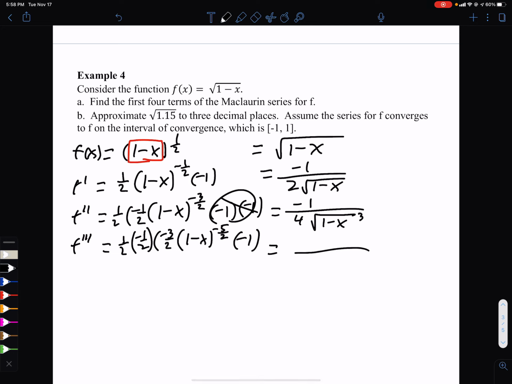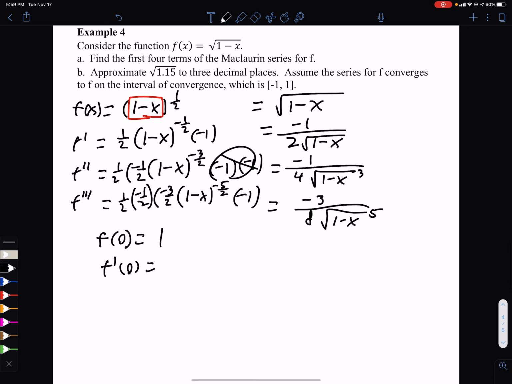And this is still negative. Wow. Because 2 of these will cancel. Negative. And on top, we're going to get a 3. The bottom 8. Square root 1 minus x to the 5th power. Hopefully that's right. And then it's a Maclaurin. I like that. F of 0. Put in the 0. That's easy. 1. F prime of 0. Put a 0. That's 1.